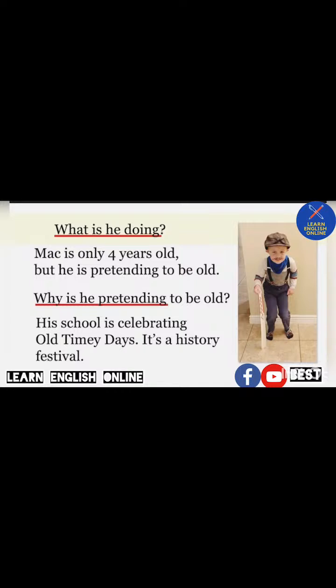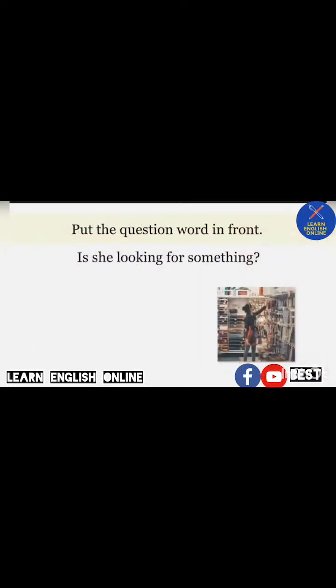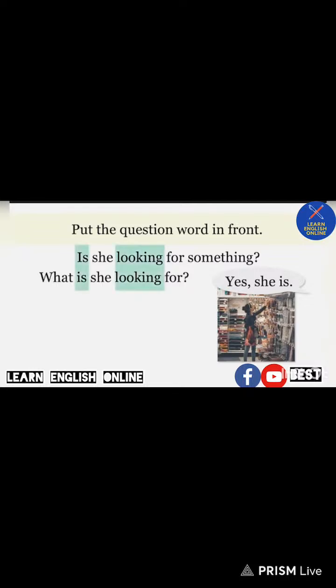These are information questions in the present progressive. Put the question word in front to make a present progressive information question. You already know how to form a yes/no question in the present progressive. Is she looking for something? Yes, she is. To form the information question, start with the question word. What is she looking for? Do you see? The questions look almost the same.